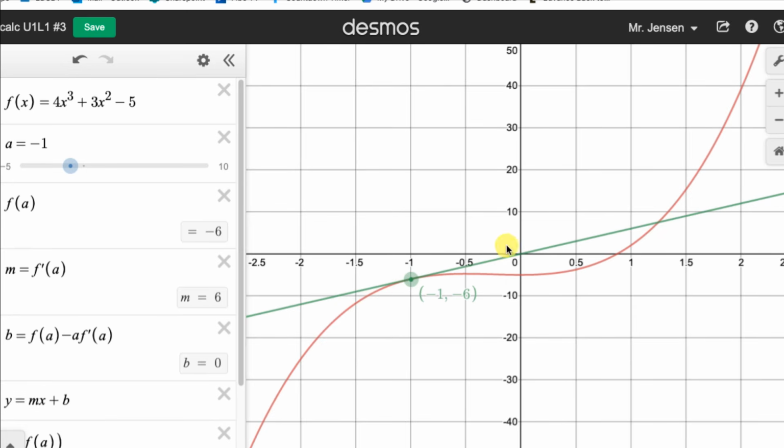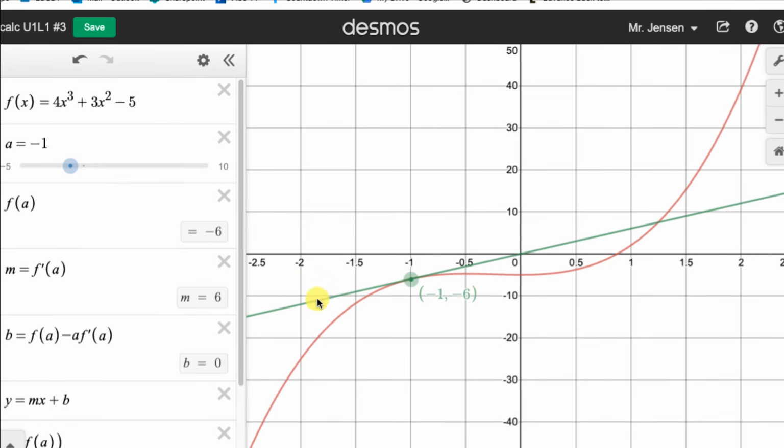And to find the equation of that line, we need the slope and the y-intercept. Well, the slope of the line, that's what the derivative tells us. So the derivative would tell us the slope of that tangent. If we plugged -1 into that derivative, it would tell us the slope of the tangent at an x value of -1. So I have Desmos doing that for me here. It says the slope of this green line is 6.